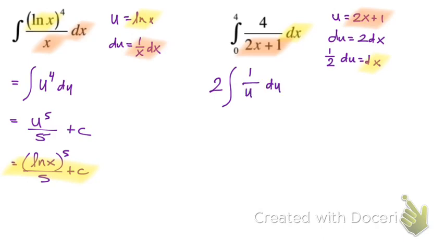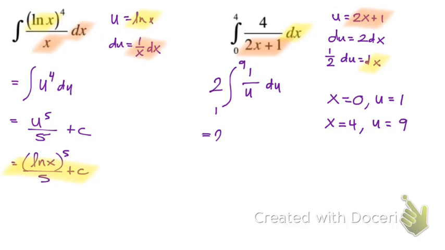And then for my limits of integration, if I change those, when x is equal to 0, that lower limit of integration, u is equal to 2 times 0 plus 1, which is 1. When x is equal to 4, the upper limit of integration, u is equal to 2 times 4, which is 8, plus 1, which is 9. So my new limits of integration are from 1 to 9.